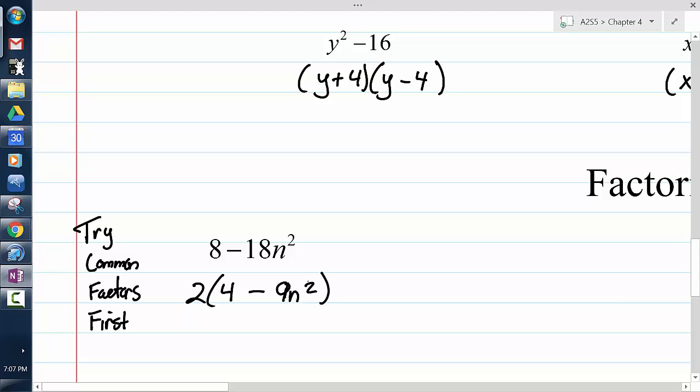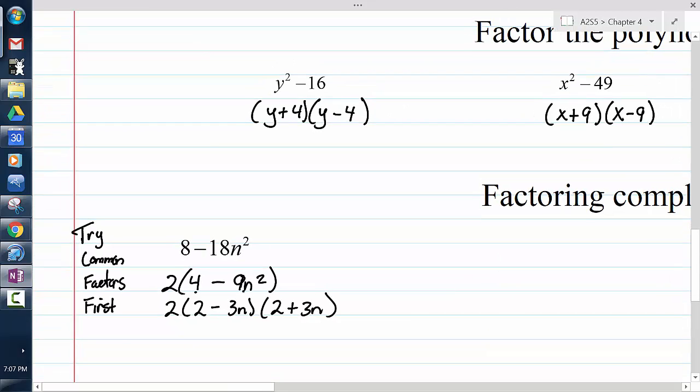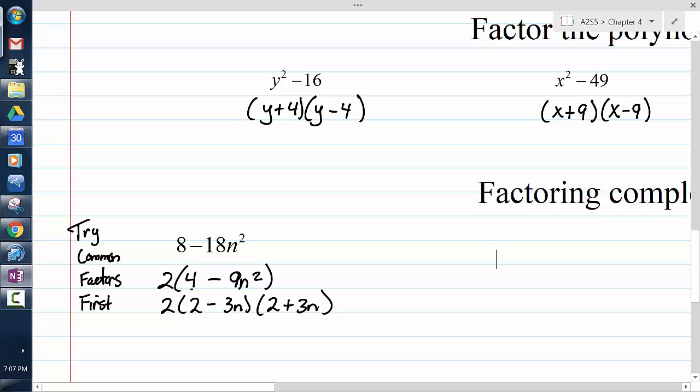These two things are perfect squares. So because those are perfect squares and there's a subtraction sign in between them, we can go a little bit further. That's going to be 2 times 2 minus 3n times 2 plus 3n. Now I know that one was kind of tricky. We'll do more of those in class. As a matter of fact, I'll just stop right here. And I hope this video wasn't too long.